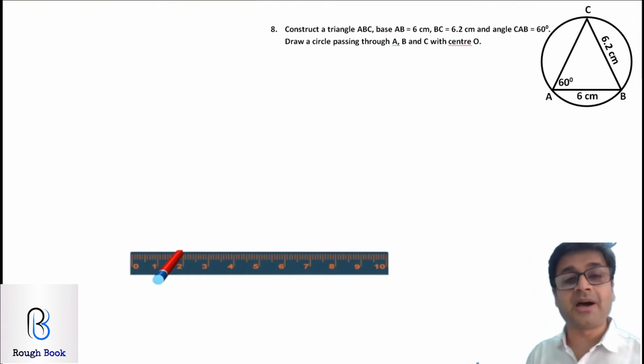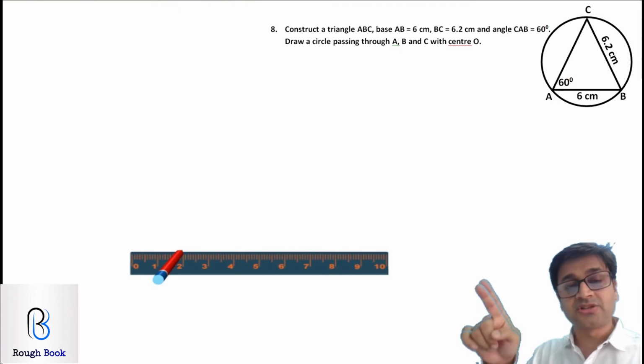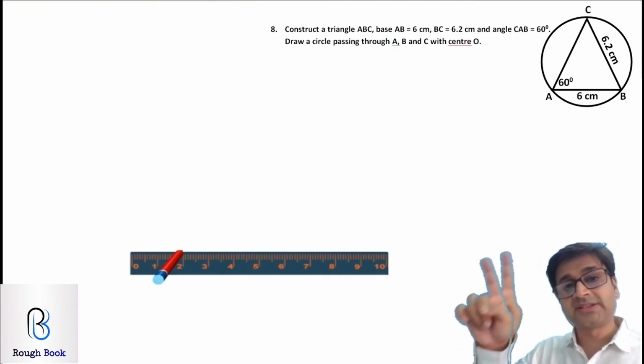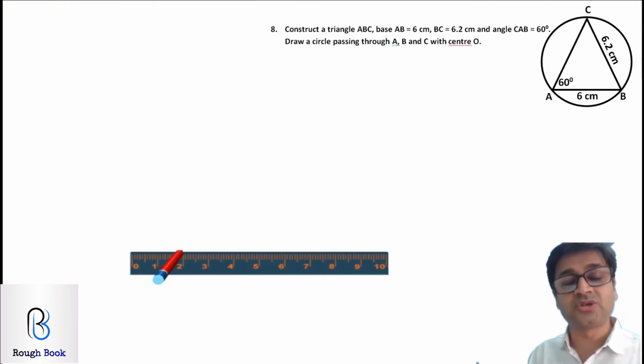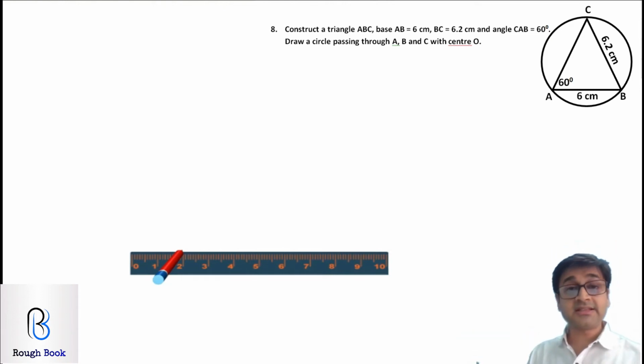See, they're saying draw a circle such that it passes through A, B and C. That means circumcircle. Circumcircle passes through all the three vertices of the triangle. To draw a circumcircle, we need to remember the code word CS. What is CS? C is circumcircle and S is side bisector.